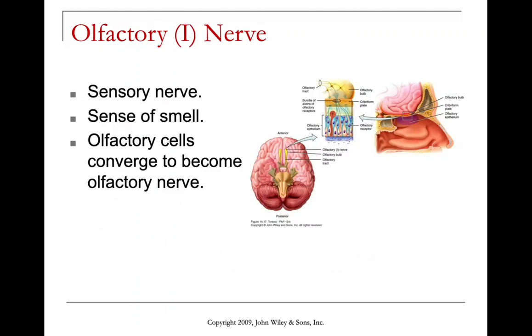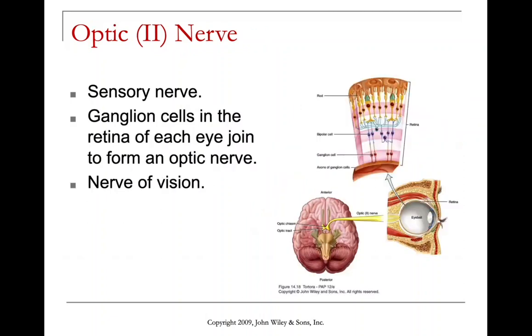Cranial nerve 1 is the olfactory nerve. It's a sensory nerve that's going to cover your sense of smell. Your olfactory cells then converge to become the olfactory nerve. 2 is the optic nerve. It's also a sensory nerve. Ganglion cells in the retina of each eye are going to join to form the optic nerve. This is the nerve of vision.